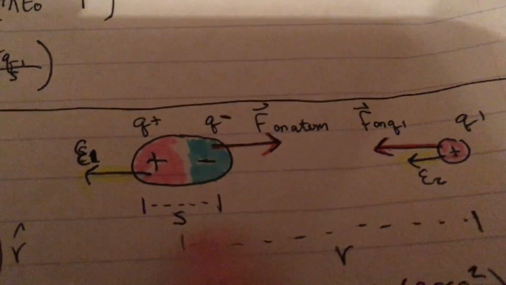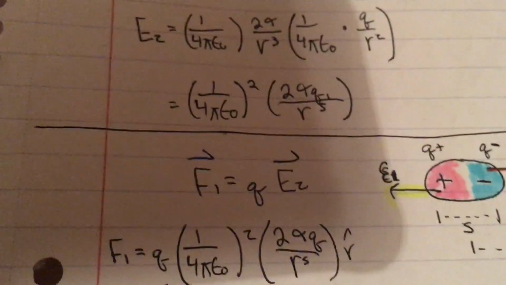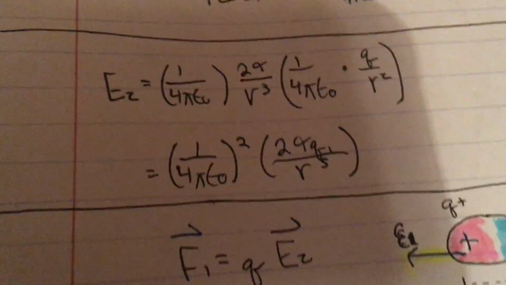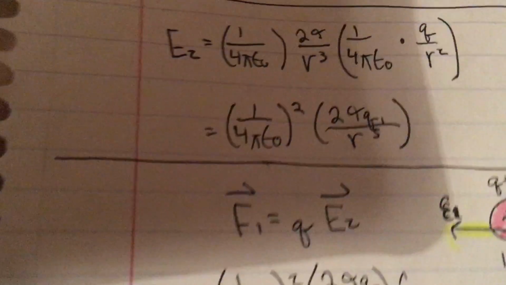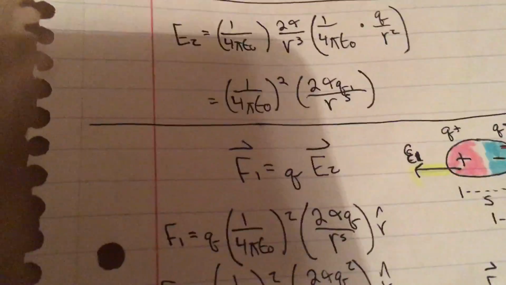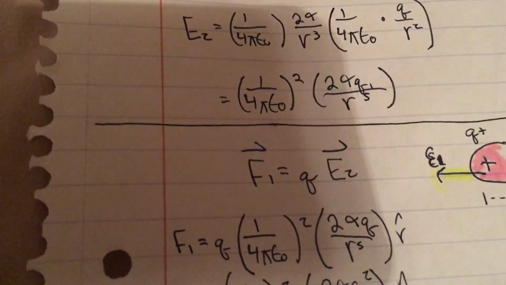There's my pretty little diagram for that. See my little F's? They're vectors. But let's take it a little bit further. What if I wanted to find the force on the neutral atom by the point charge? That's not a problem because we just use Newton's third law. Everything has an equal but opposite reaction.